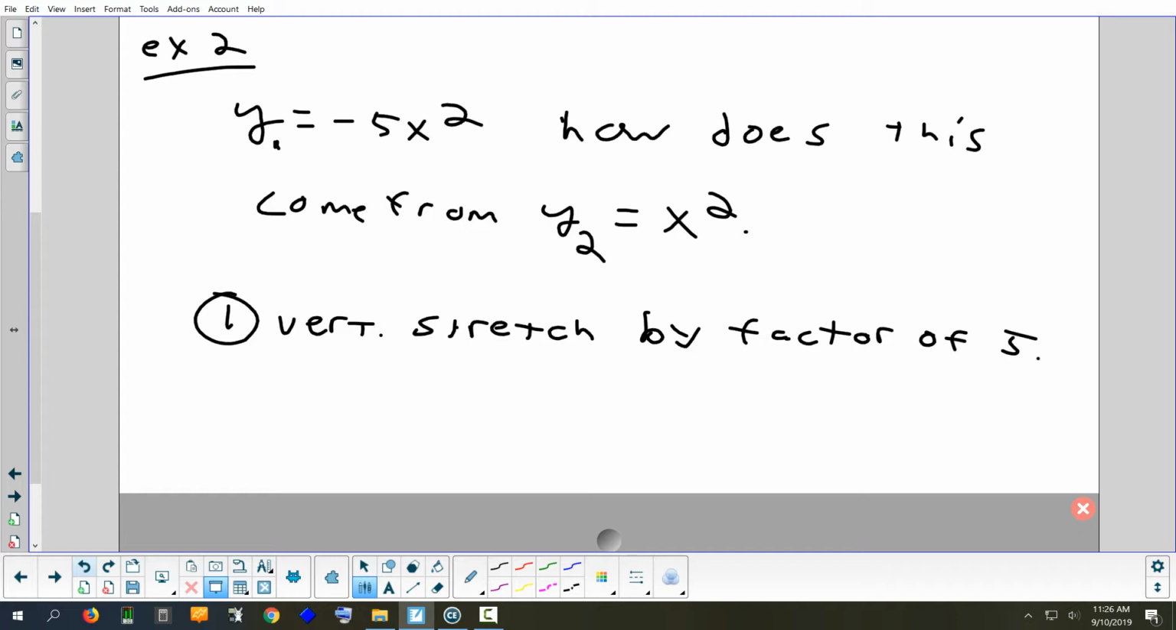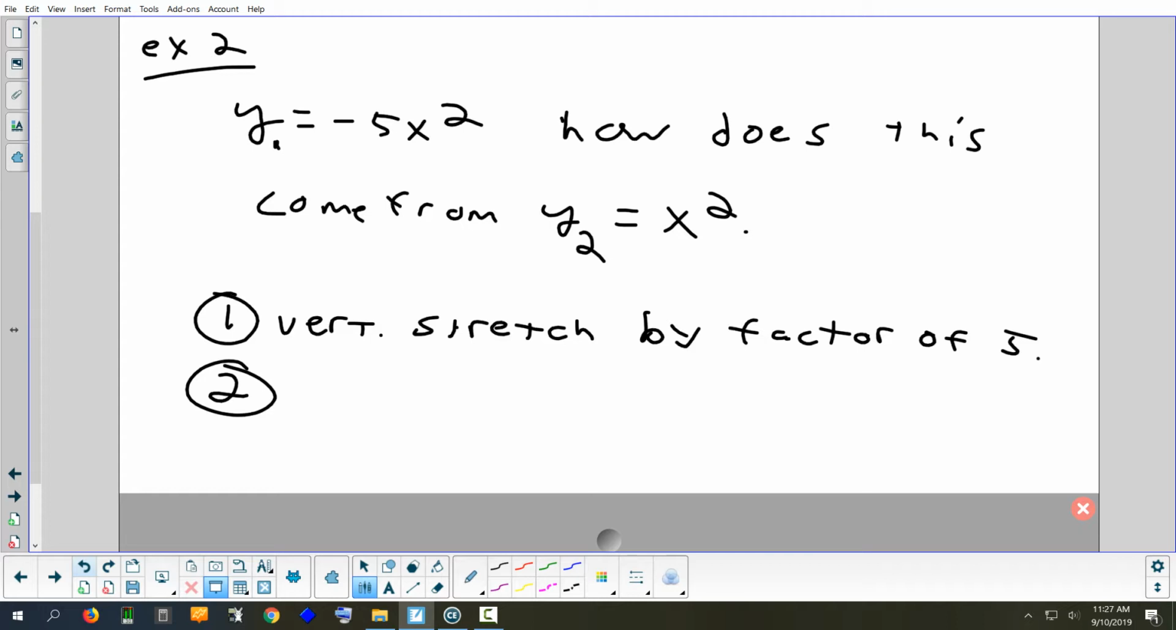So basically that means if you gave me a bunch of coordinates for a parabola and I wanted to stretch them by a factor of 5, I would multiply all the y values by 5 and leave the x's alone. And that would stretch everything out. So vertical stretch by a factor of 5.